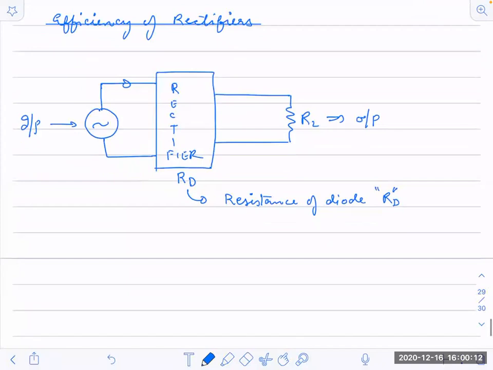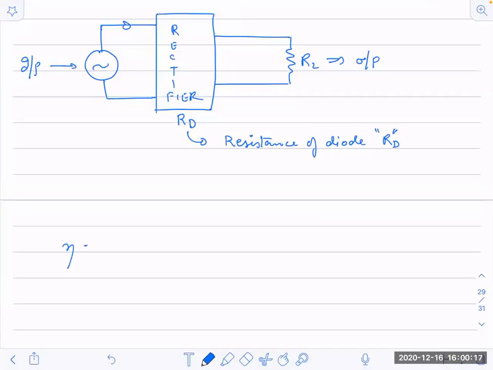Now, let us see the efficiency of the rectifier. Efficiency is always calculated as output upon input. Whatever power you are getting in output, divided by the power that you get in the input. This is what the efficiency is. Now, how can I give the efficiency formula? It is I square into resistance R here.